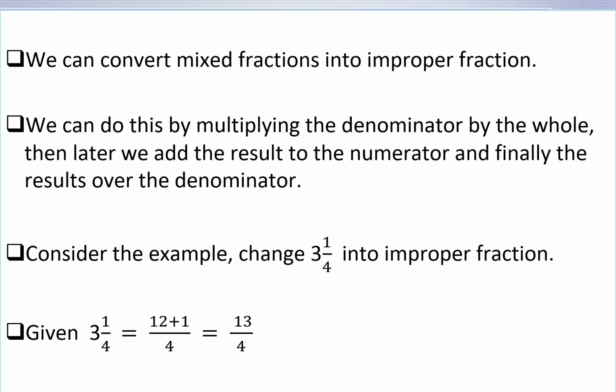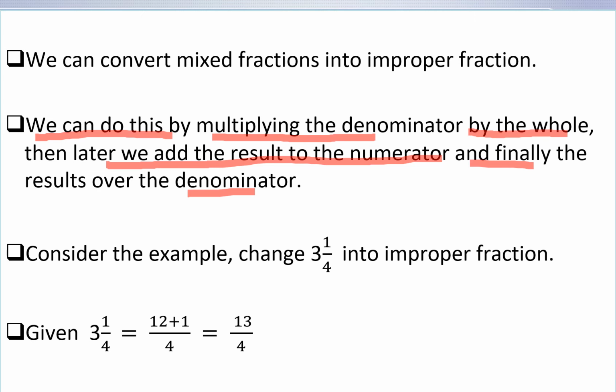We can convert mixed fractions into improper fractions. When we want to do that, we multiply the denominator by the whole. Then we add that result to the numerator, all over the denominator.